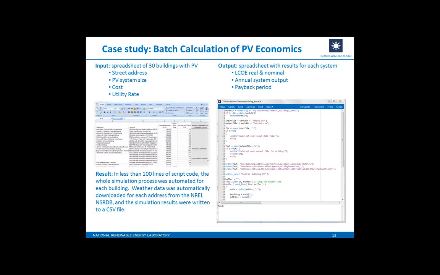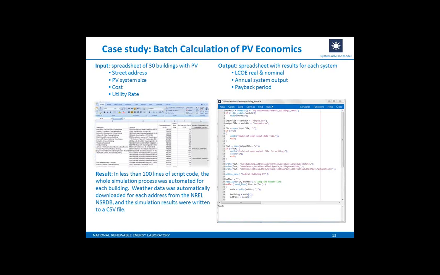In this example that somebody here at NREL did, somebody asked us to do a batch calculation of PV system economics, and they gave us a spreadsheet with 30 addresses. Each had a different PV system size, a different system cost, a different utility rate. If you were going to do this by hand, that would be cumbersome. And so we wrote a script that took in this spreadsheet and automated the whole process.